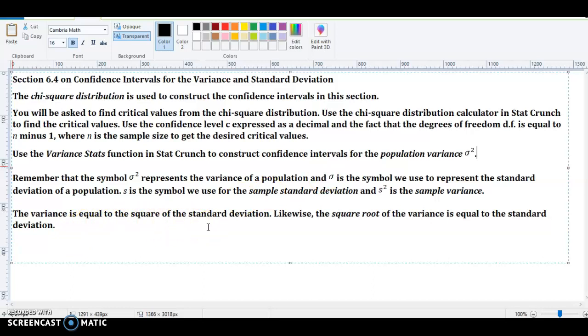If you have the standard deviation, you take its value and square it on a calculator to get the variance. But if you have the variance and you want to find the standard deviation, the square root of the variance is equal to the standard deviation. So for either a population or a sample, you take the square root of its variance on the calculator to get the standard deviation.